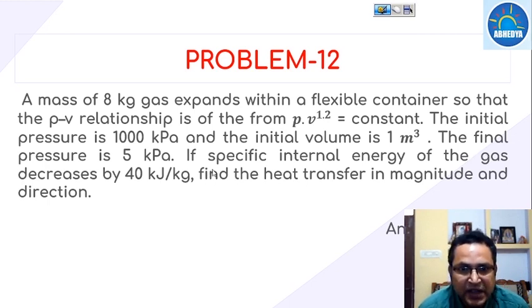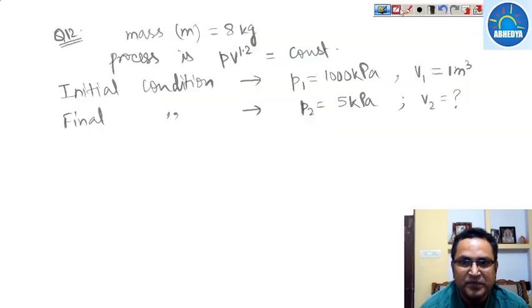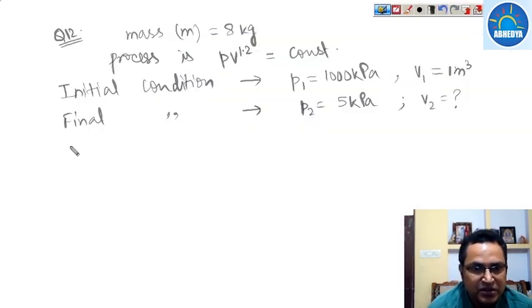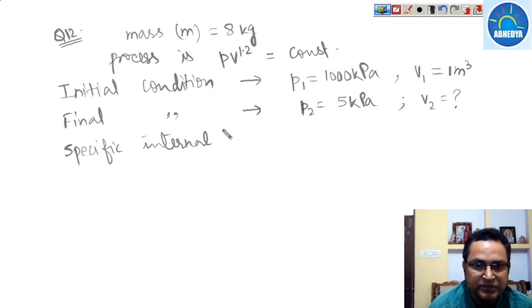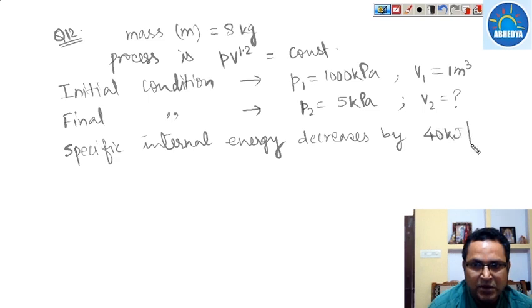Sorry. If the specific internal energy of the gas decreases by 40 kilojoule per kilogram, find the heat transfer in magnitude and direction. 40 kilojoule per kilogram. Specific internal energy decreases by 40 kilojoule per kilogram.